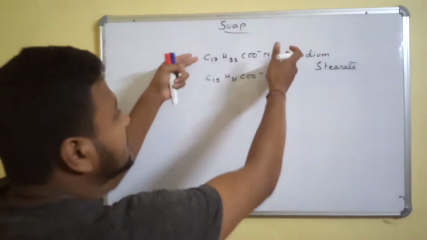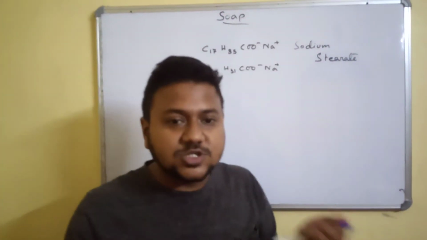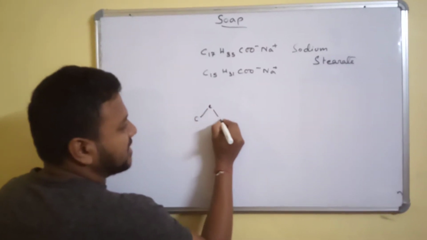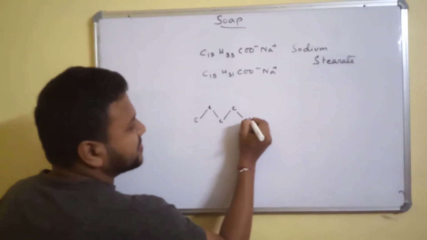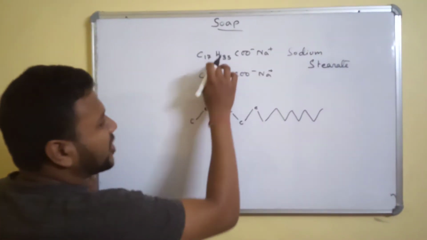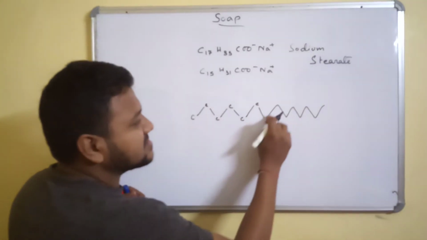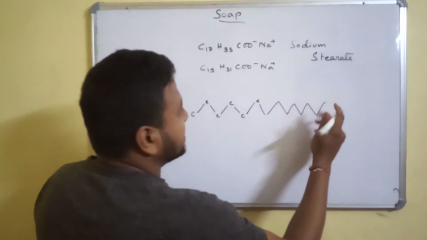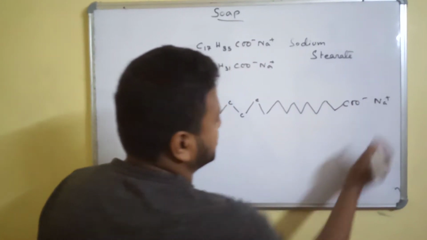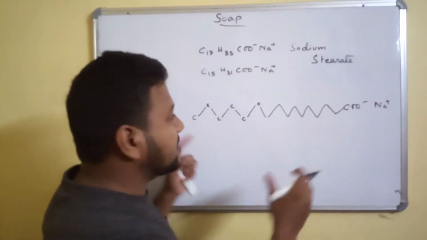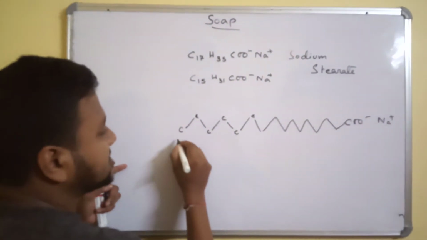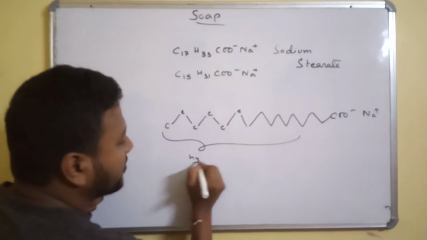Now, we write a soap molecule in this manner, to represent the carbons. Avoiding writing 17 C's, we can just write the crisscross lines and indicate C double bond O and Na plus. Over here, in a soap molecule, this hydrocarbon part is a hydrophobic part.